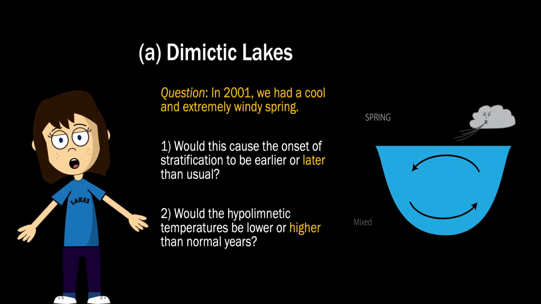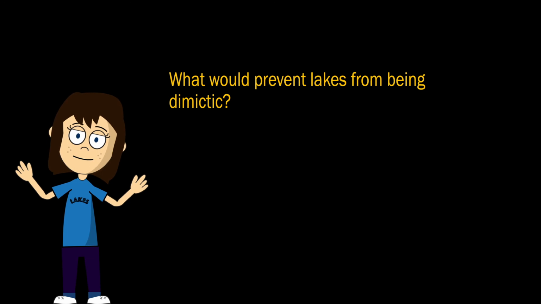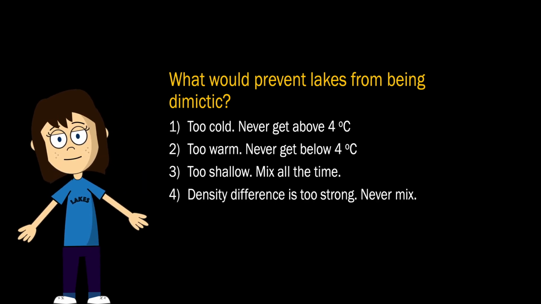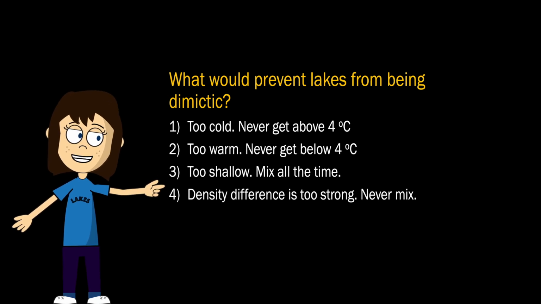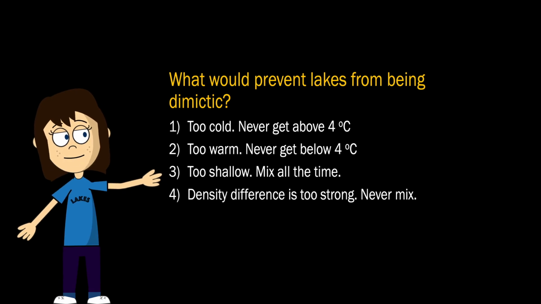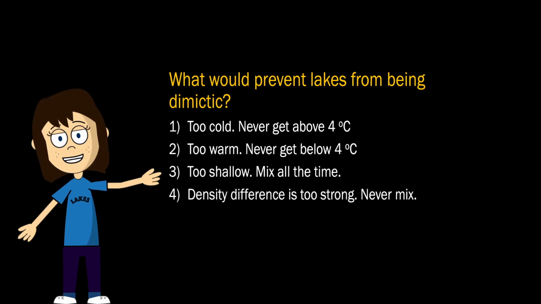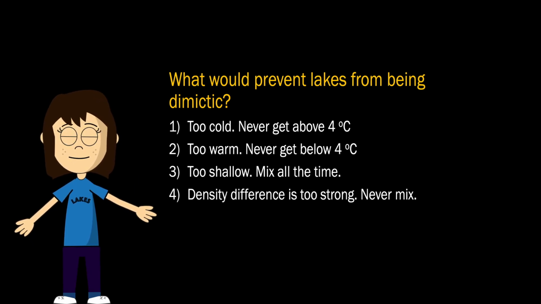So now that we have learned all about dimictic lakes, what do you think might prevent a lake from being dimictic? Maybe you came up with one of the following. 1. It might be too cold. Maybe it never gets above 4 degrees Celsius. 2. Maybe it's too warm, and it never gets below 4 degrees Celsius. It never stratifies in the winter. A third option is maybe it's too shallow, and it mixes all the time. And another possibility is the density difference is just so strong, it never mixes.